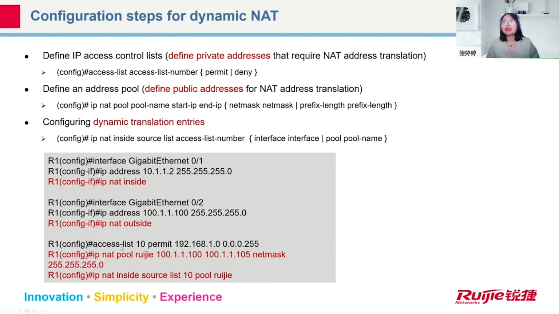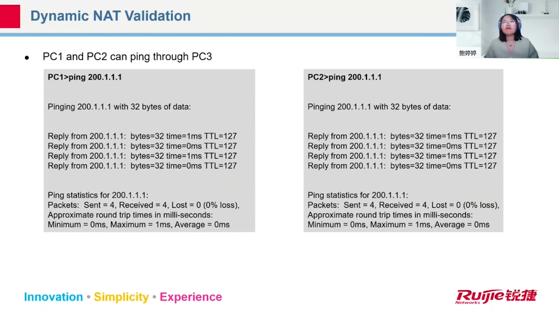And the second step, you have to select which IP addresses should be passed through and use this pool. So you have to use an ACL to define the range. ACL 10, permit, and this is the range. And the key command is ip nat inside source list 10 and use the pool. So this is dynamic NAT.